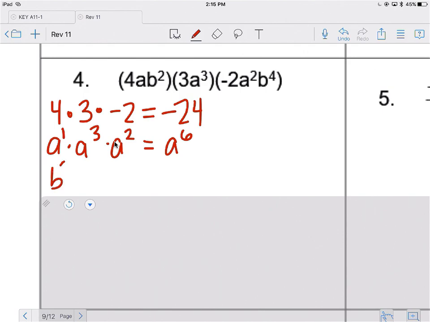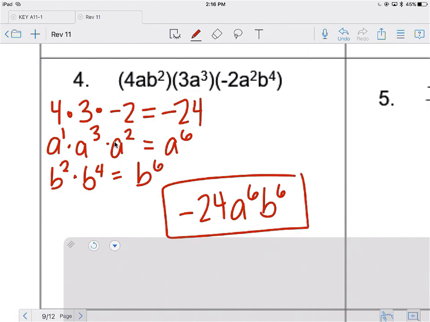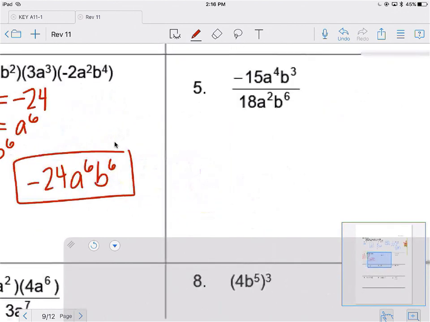And then for the B's, we have B squared times B to the 4th. Again, these are separated by multiplication, so I really add the little numbers. So 2 plus 4 is 6. So put it all together, negative 24, A to the 6, B to the 6. Remember that your answers need to go number and then letters in alphabetical order. So numbers and then A, then B.